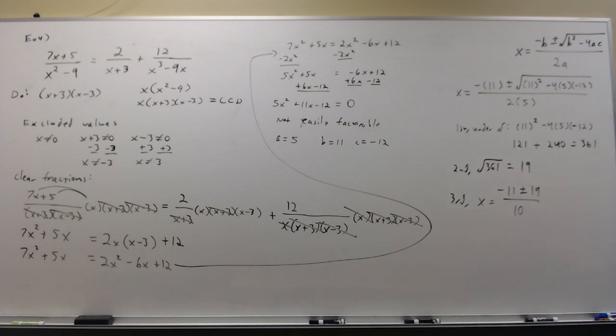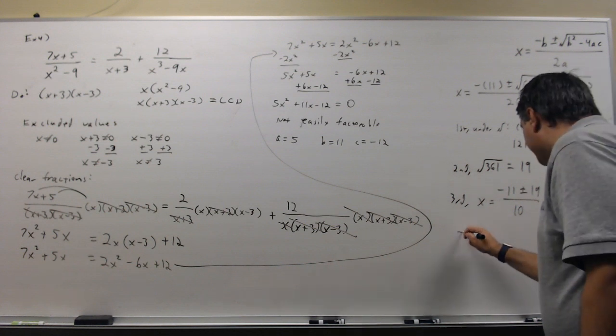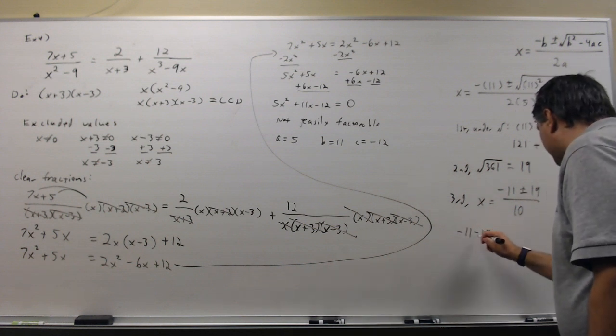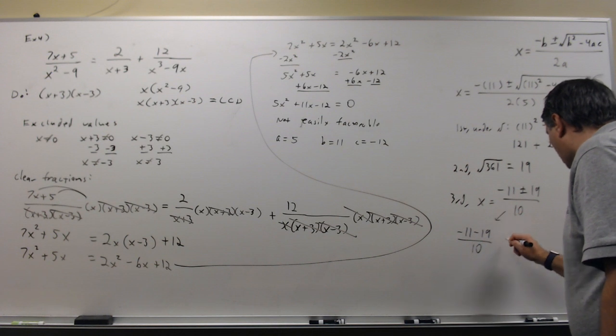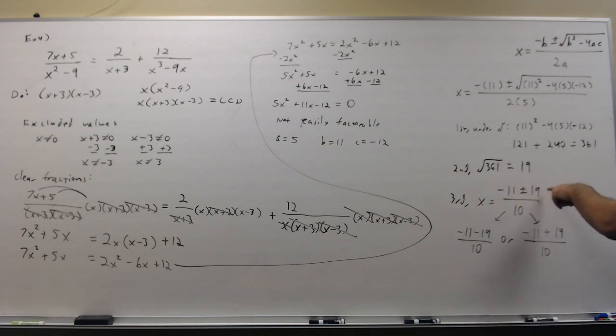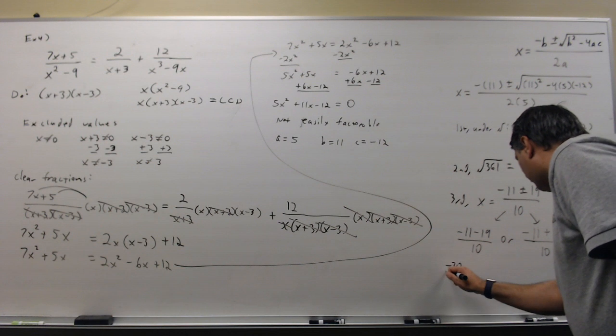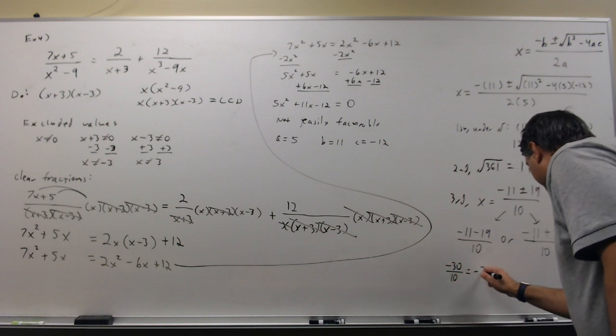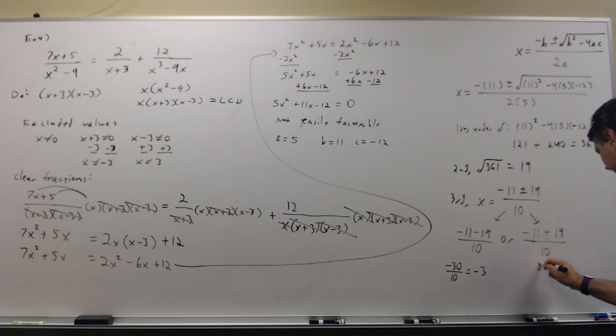So I have negative 11 minus 19 over 10, or negative 11 plus 19 over 10. Because I can add and subtract those. There's no i, there's no radical there, so I actually have to do the additions and subtractions. So that's negative 30 over 10, which is negative 3. And this is 8 over 10, which is 4/5.